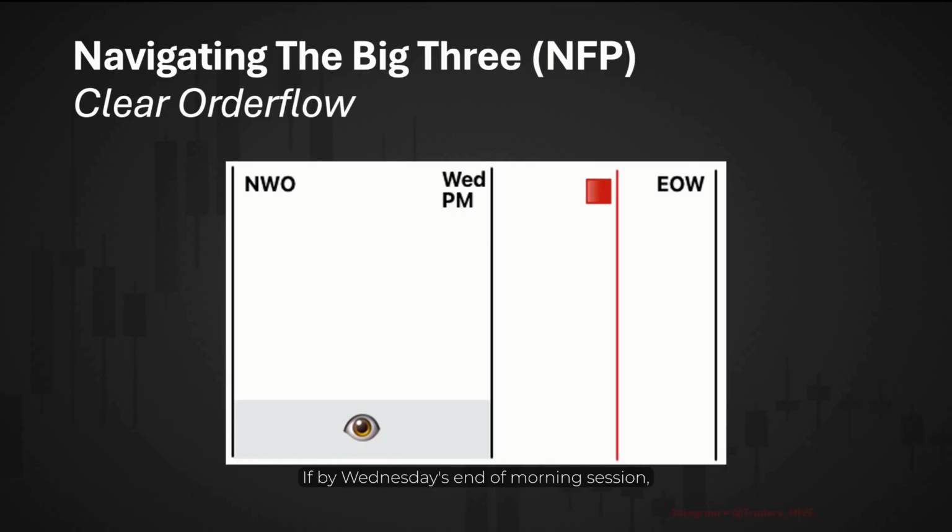If by Wednesday's end of morning session, no opportunity has presented itself yet to participate in the weekly delivery, as swing traders, we must wait until after NFP, because NFP is likely going to inject major volatility then. If, however, clear order flow is already present from the moment that we open up the new week, we can look to establish a position in advance of the end of Wednesday's morning session, and then we can look to capitalize on the volatility which is likely going to follow throughout the remainder of the week with the NFP release.